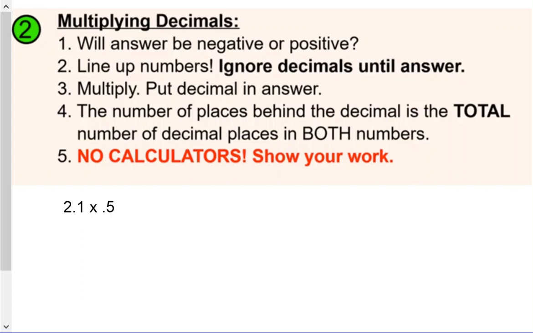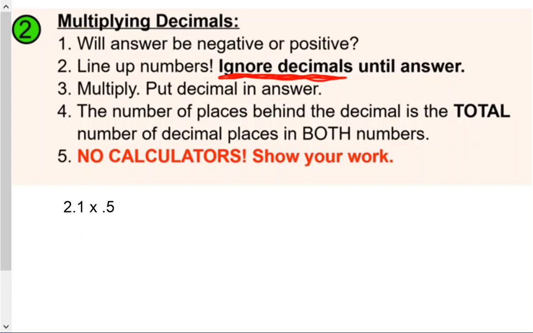If there's one negative, or if there's an odd number of negatives, our answer is going to be negative. If there's an even number of negatives, they will cancel each other out and our answer will be positive. And of course, if we multiply two positives, our answer will be positive. Second thing, we want to line up the numbers. We're going to ignore the decimals. Don't worry about the decimals until you get your final answer. Then we can just multiply and then figure out where our decimal goes.